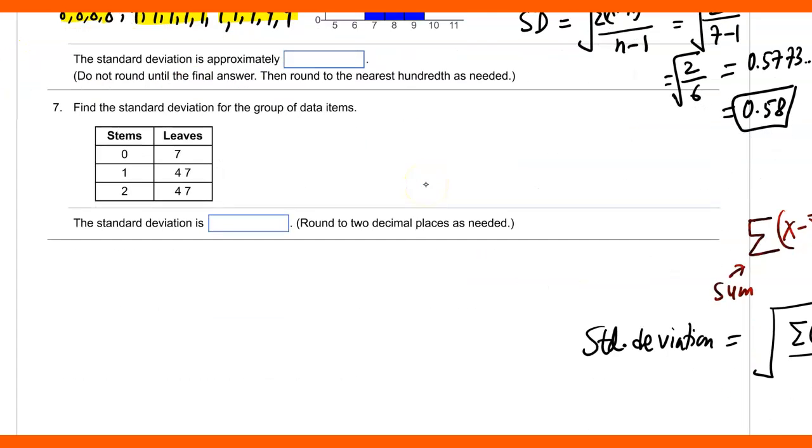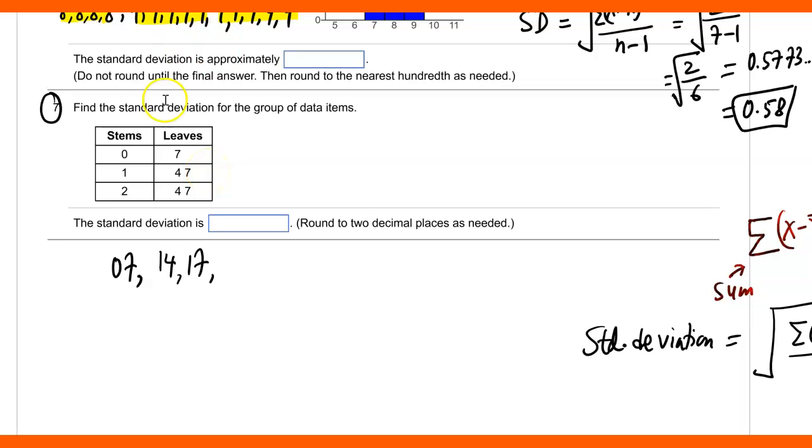Question number 7. Find the standard deviation for the group of data items. Again, listen, there are data items here, but in the form of a stem and leaf plot. But what are the data items here? Can you find the data here? Yes, you can. Here, 0, 7 is one data item. 1, 4 is another data item. 1, 7 is data.